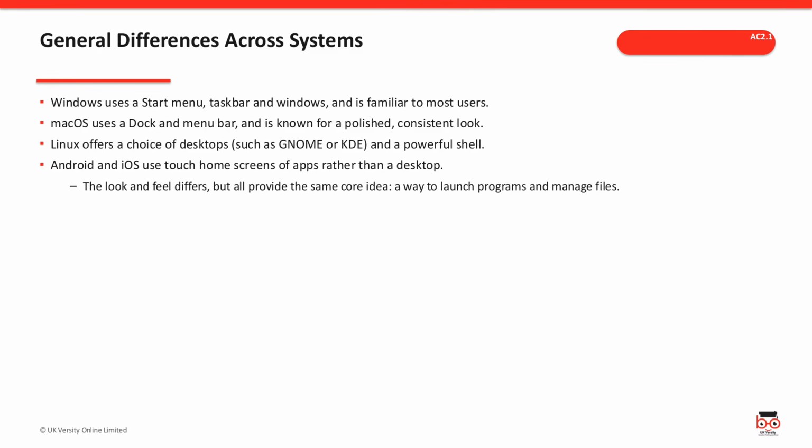Look across the popular systems and you'll see the same idea dressed differently. Windows gives you a start menu, a taskbar, and windows, familiar to almost everyone. Mac OS has its dock and menu bar and a famously polished, consistent look. Linux lets you pick your desktop, GNOME or KDE, for instance, on top of a powerful shell, while Android and iOS drop the desktop altogether for home screens full of apps. Different looks, but every one of them is really just a way to launch programs and manage files.